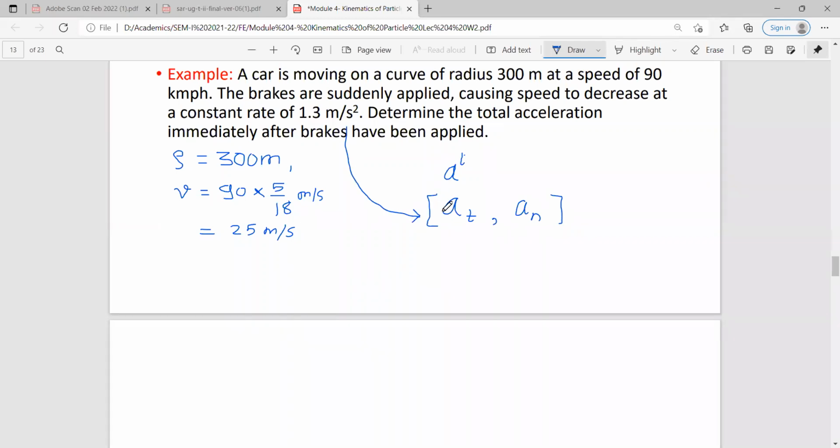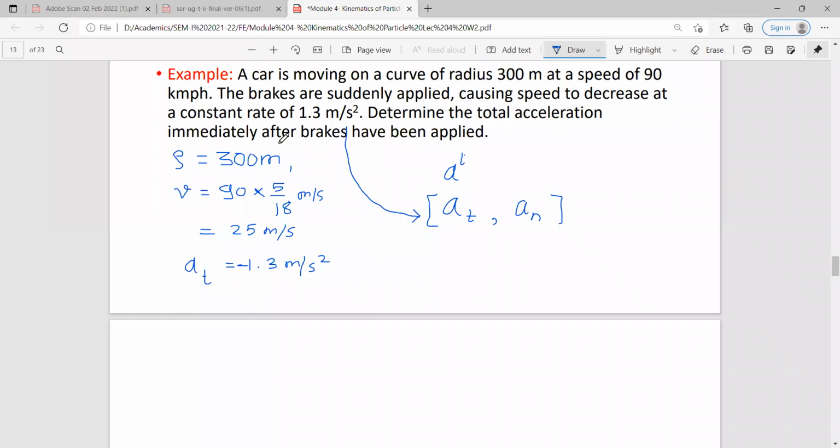It is a tangential component because it is due to rate of change of velocity, rate of change of magnitude, and the acceleration which arises due to change in direction of the particle is known as normal component. So this given is the tangential component to you, that is equal to 1.3 meter per second square. As it is retardation, you can add negative sign here, minus 1.3 meter per second square.